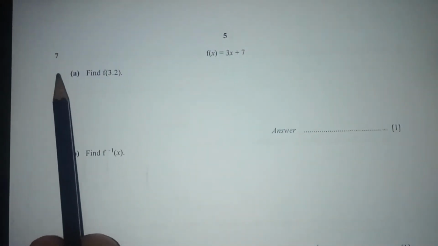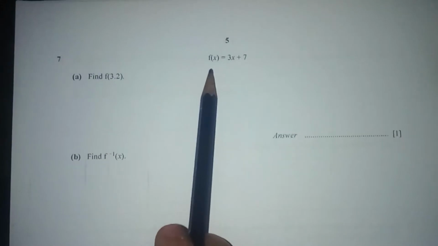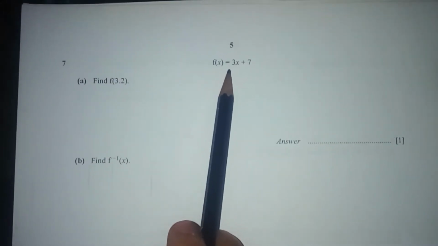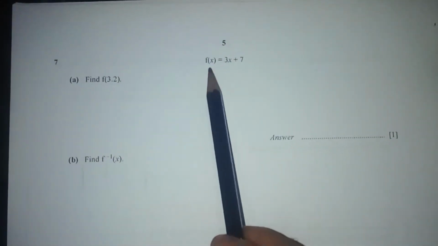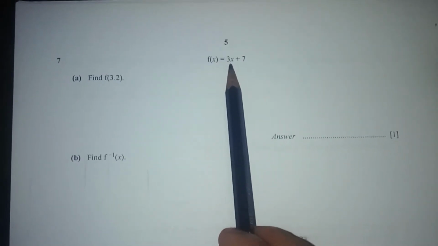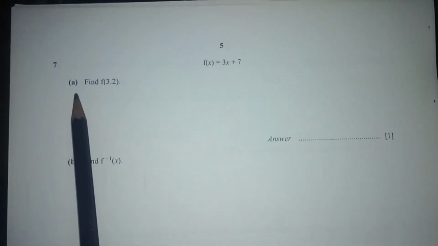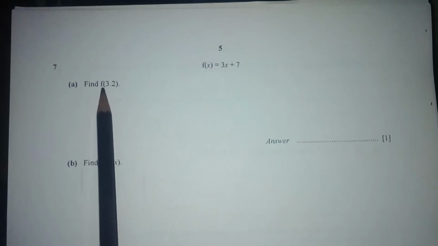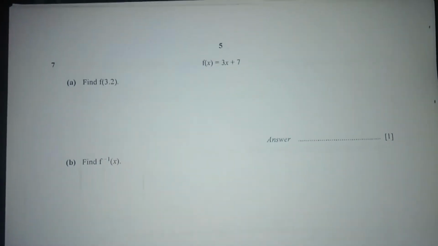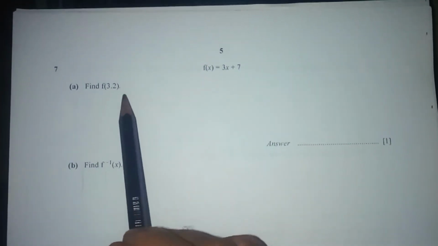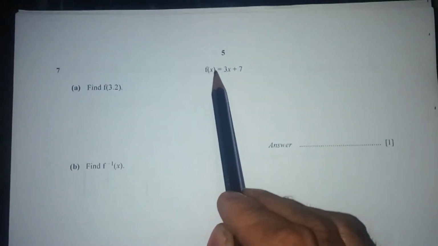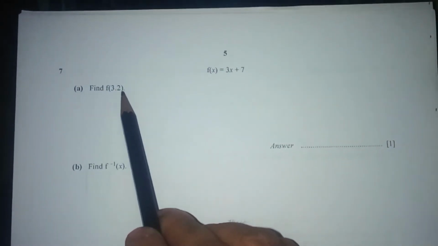This is question number 7. This question is about the topic function. We have a function f(x) is equal to 3x plus 7, and the A part of the question is to find f of 3.2. So what we have to do is put in this function f of x, and this is f of 3.2.